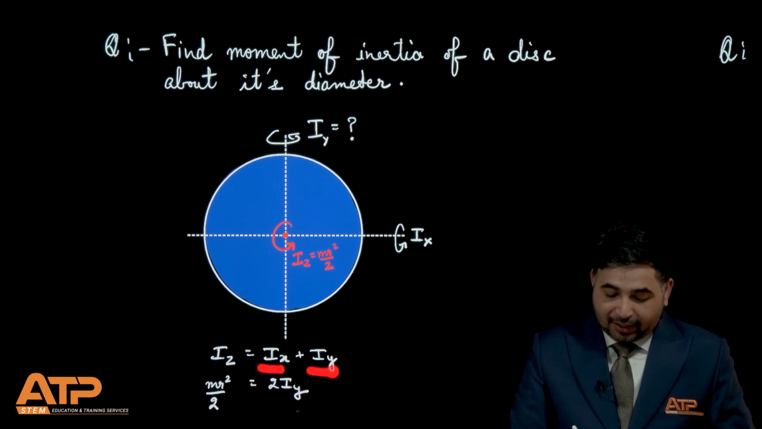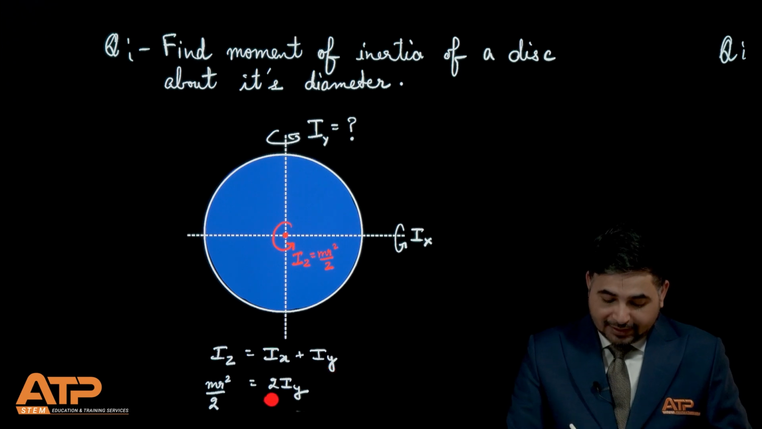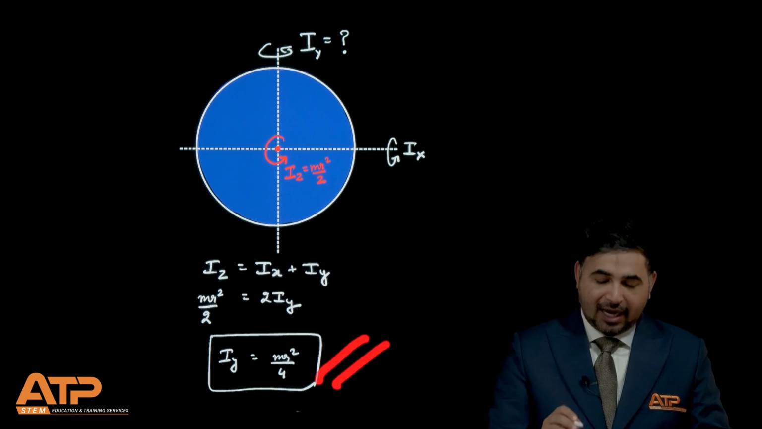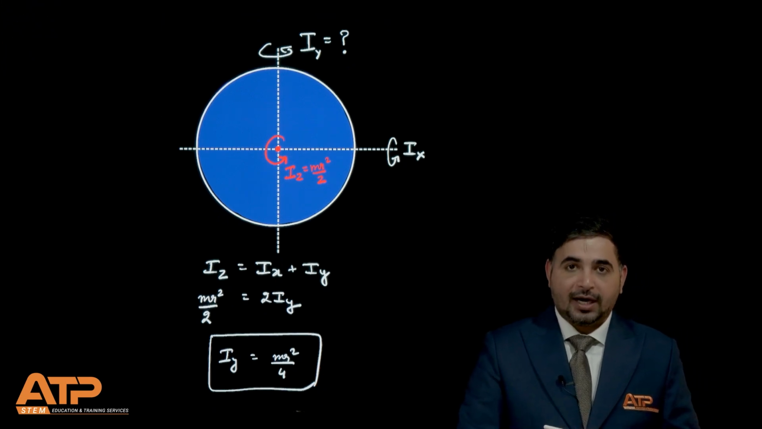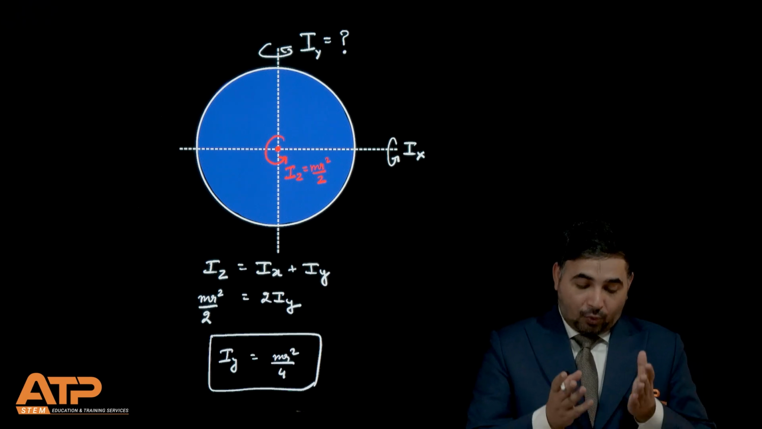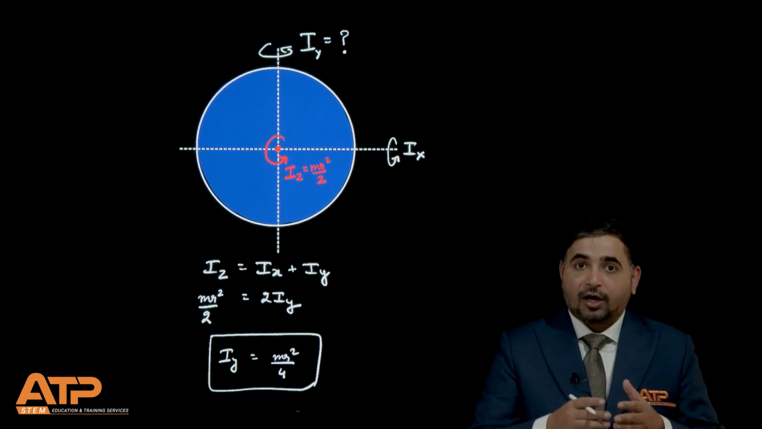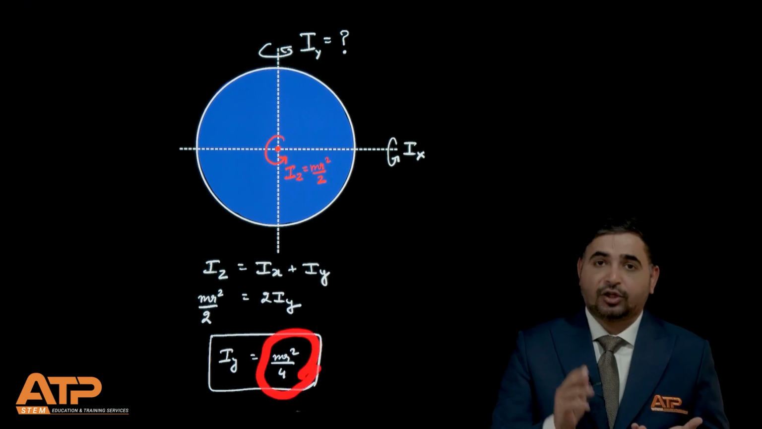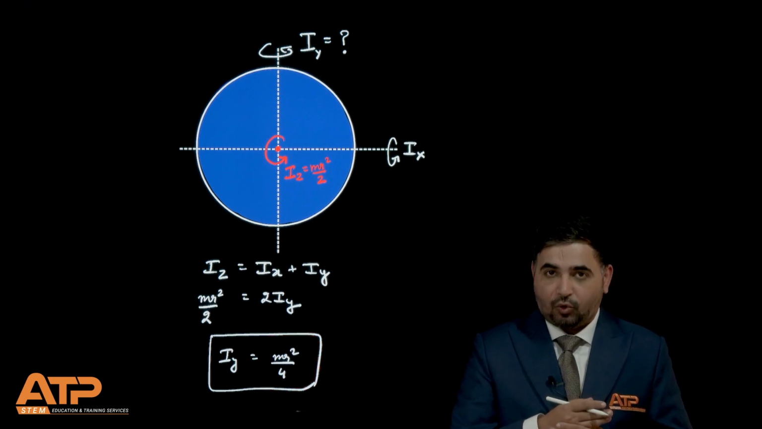Then I can say Ix and Iy are equal to each other, so this is simply 2 times Iy. So how much is Iy? Iy is MR square by 4. And the same thing applies here. In this case as well, we can apply this theorem across any diameter, which means all diameters will have moment of inertia MR square by 4.